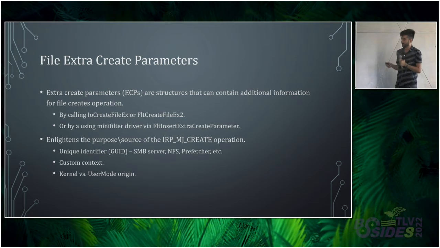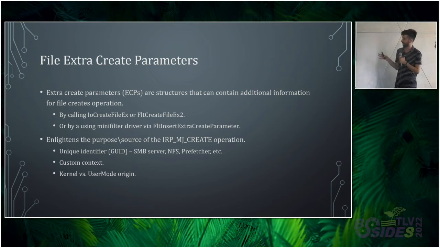Now, extra create parameters are basically just some kind of key value store where the key is a GUID that tells you which kind of extra create parameter this is, and the value is some kind of struct that, well, whoever needs to read that extra create parameter knows how to use.